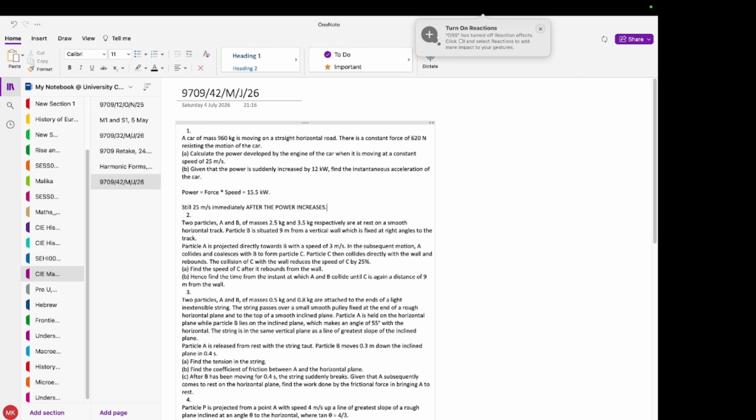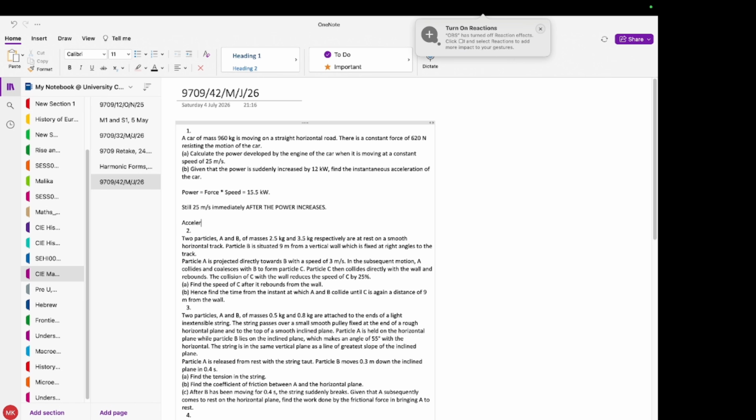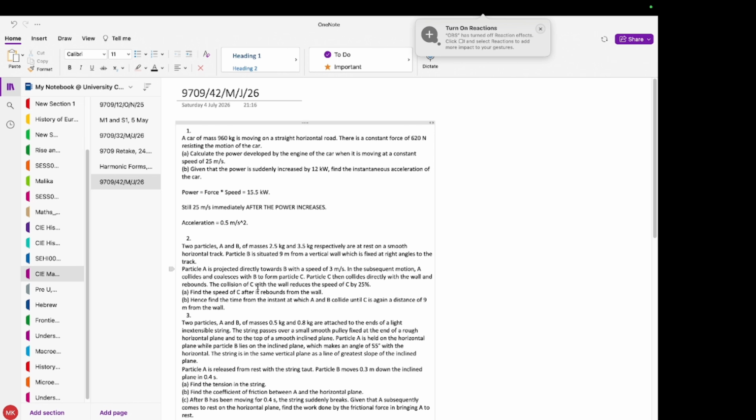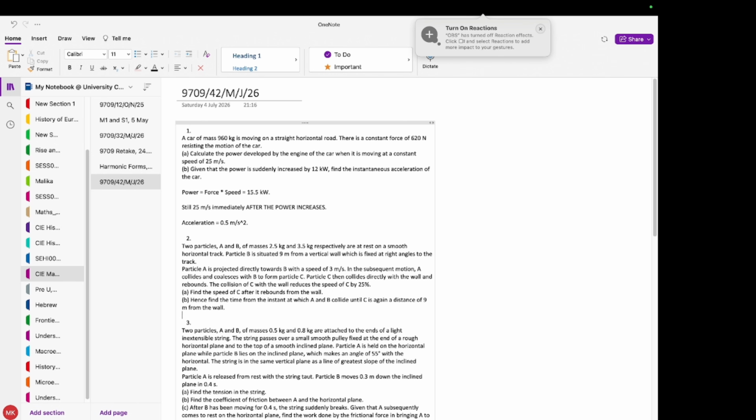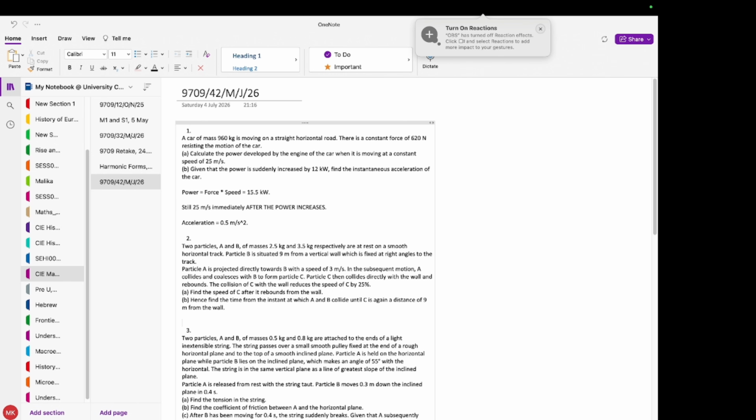So acceleration is 0.5 meters per second squared, and this is all for question 1. Still, at this stage in this mechanics paper, we don't have anything that is exceptionally difficult.